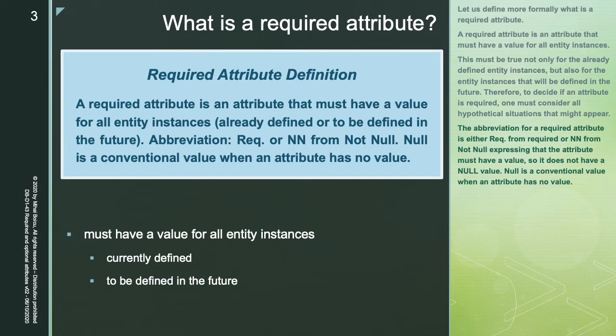The abbreviation for a required attribute is either REC, from required, or NN, from not null, expressing that the attribute must have a value. So it does not have a null value. Null is a conventional value when an attribute has no value.